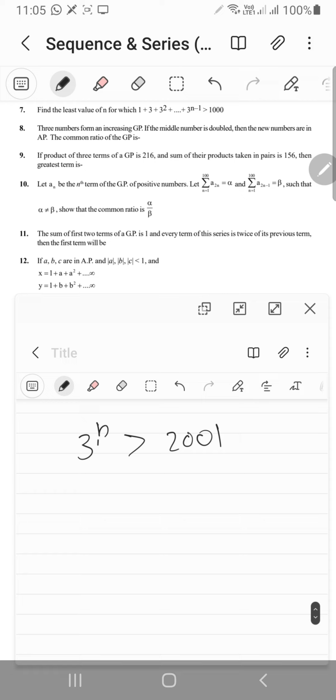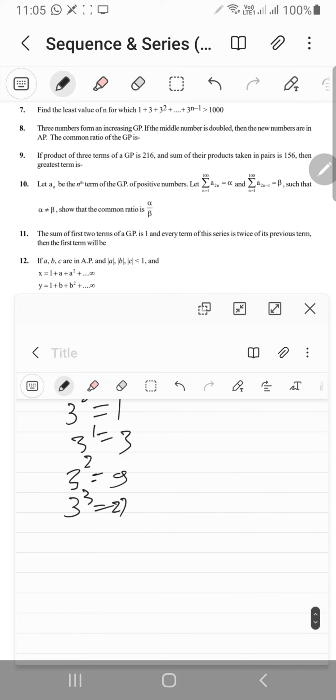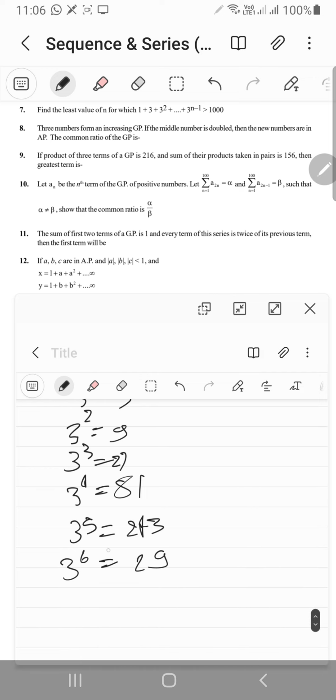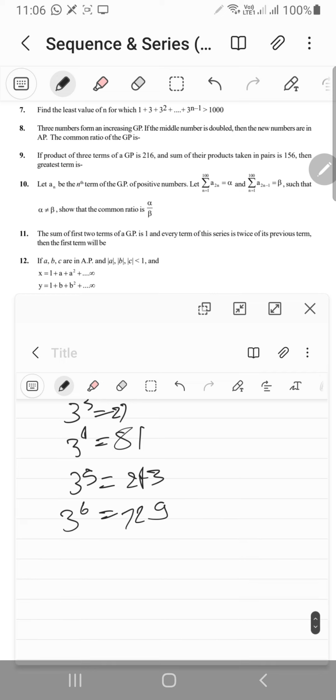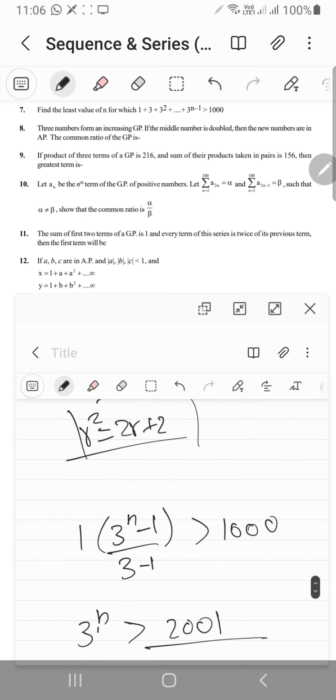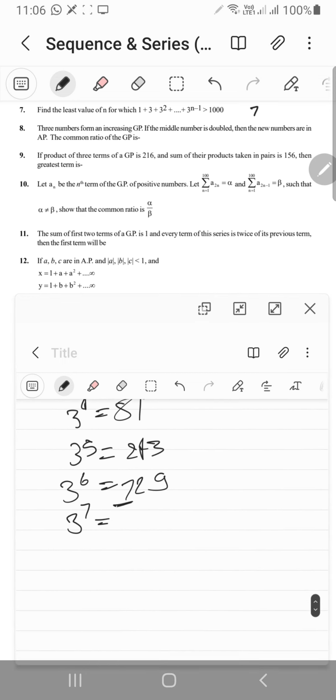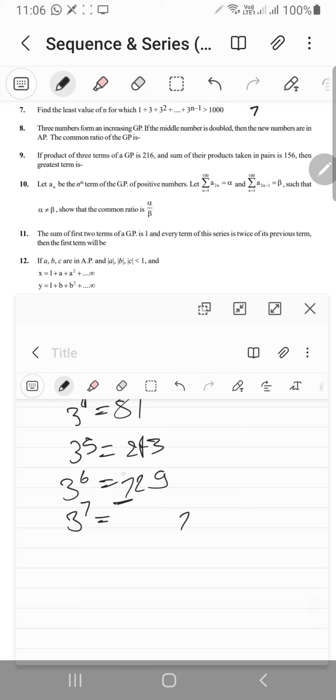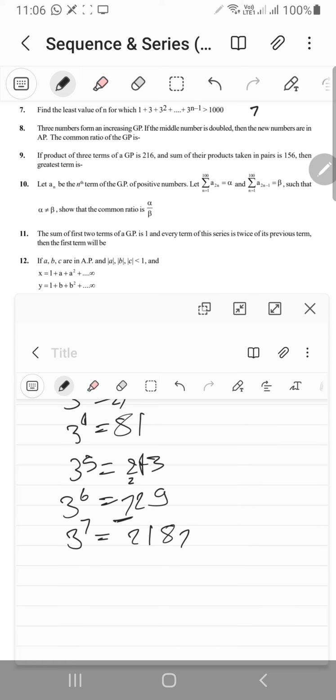So 3 power 0 is 1, 3 power 1 is 3, 3 power 2 is 27. Okay, 3 power 4, 3 power 6 is 3 times of that, it's like 9, 2, 1 carried on, 729. Okay, 3 power 7, that would be 3 times of that, it's like, look at it, 7 times 3 is 21 and stuff, so it's definitely bigger than that. So n should be 7, that would be the minimum value. Yeah, just calculate this thing. It's 7, 2 carried on, that's like 6, it's like 8.2187.